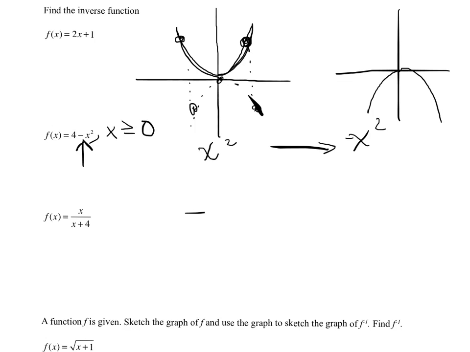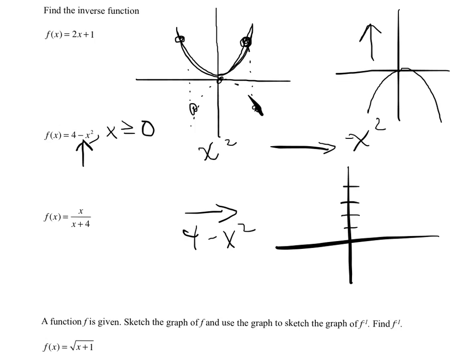And then finally we have to add 4. 4 minus x squared means that we're going to shift vertically 4 units. And so the graph is going to go through 4 on the y-axis, and it's not too hard to see that the x-intercepts here are plus and minus 2. But remember that we restricted the domain in the original function to just those x values greater than or equal to 0. So the original function is actually just half of the parabola right there. And that's good because that half of the parabola is a one-to-one function.